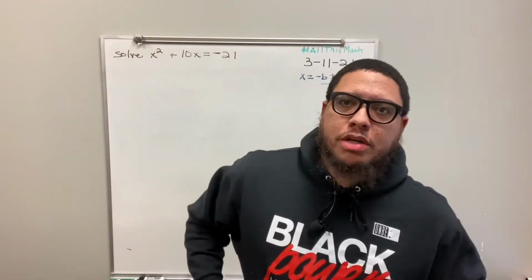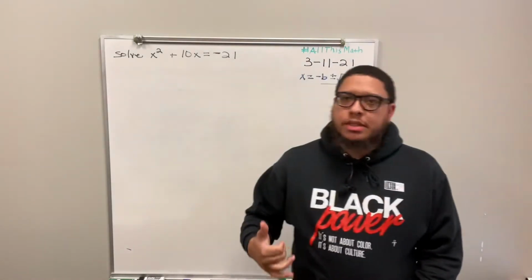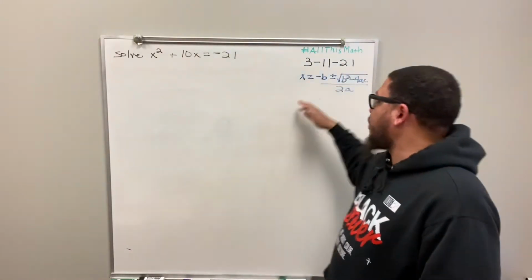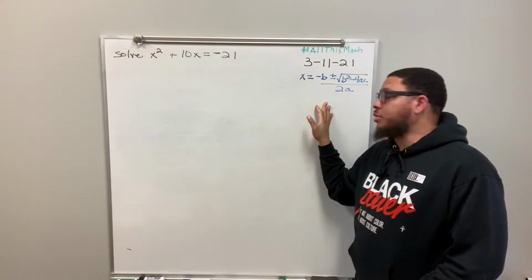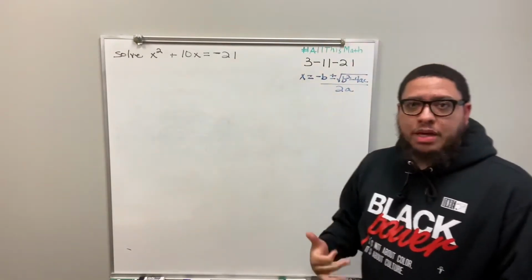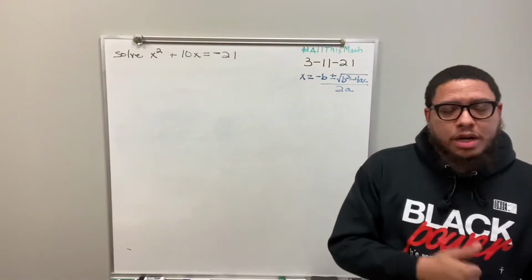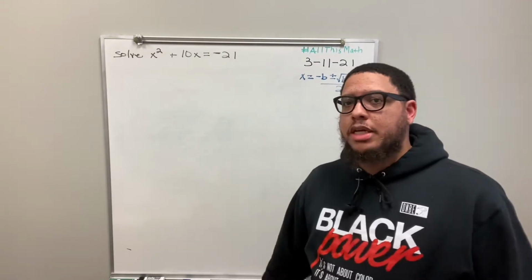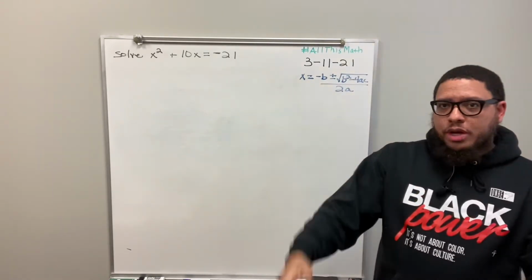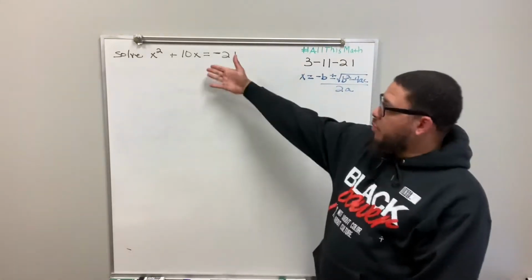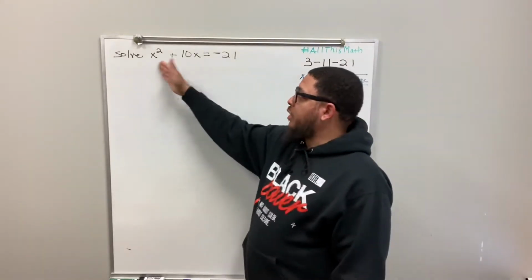This is Professor Parker, and today we're going to get into some use of the quadratic formula. Quadratic formula: x equals negative b plus or minus the square root of b squared minus 4ac, all divided by 2a. All right, so here we have an example of a quadratic equation.